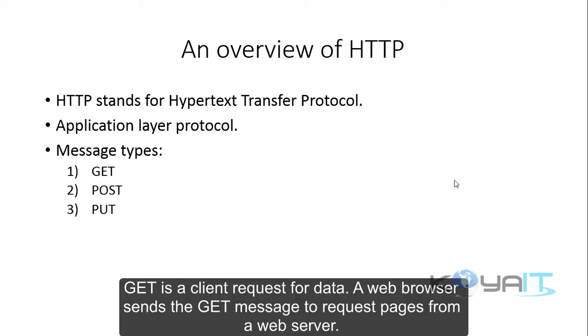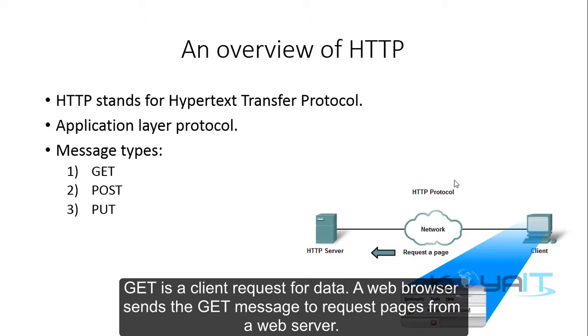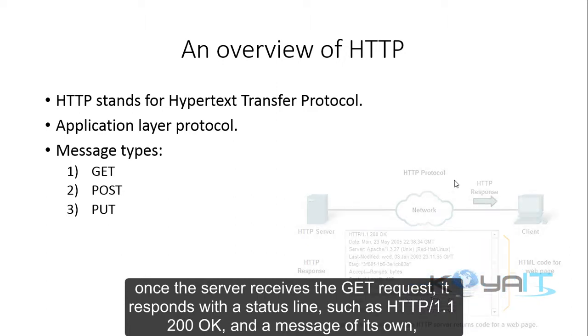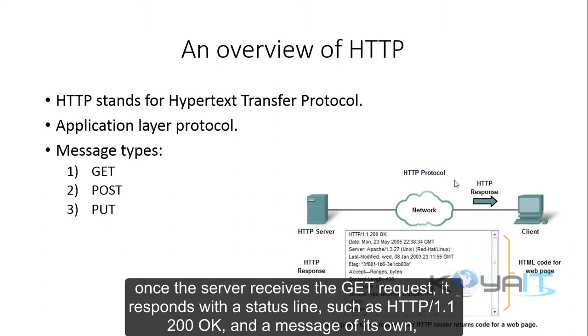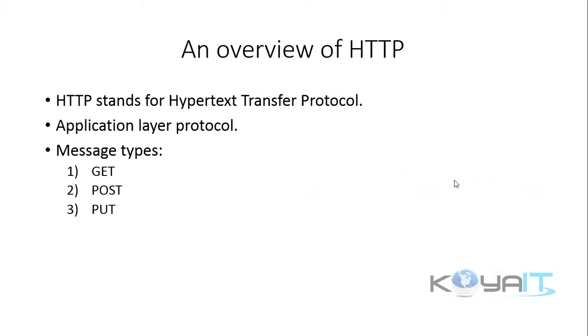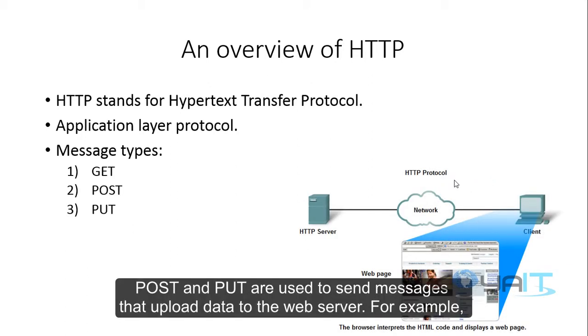GET is a client request for data. A web browser sends the GET message to request pages from a web server. Once the server receives the GET request, it responds with a status line such as HTTP 1.1 200 OK, and a message of its own, the body of which may be the requested file, an error message or some other information. POST and PUT are used to send messages that upload data to the web server.